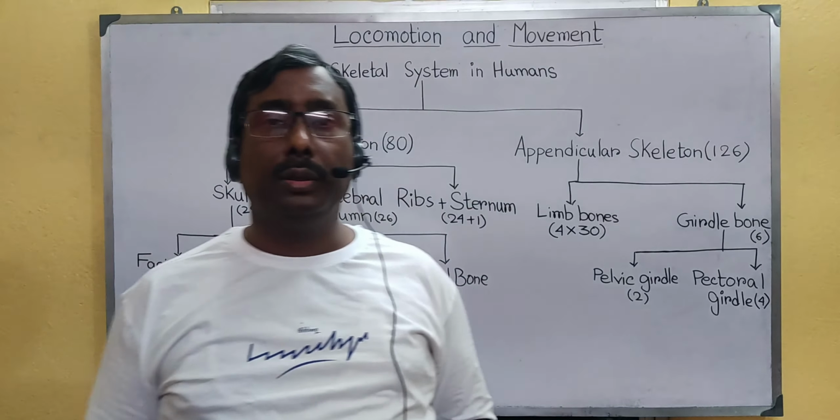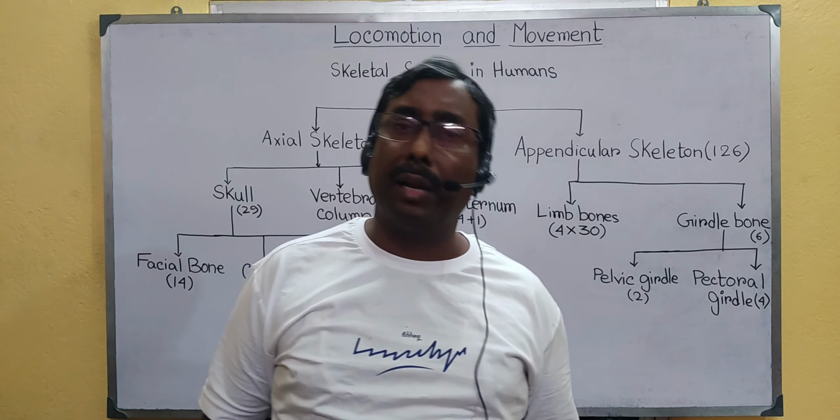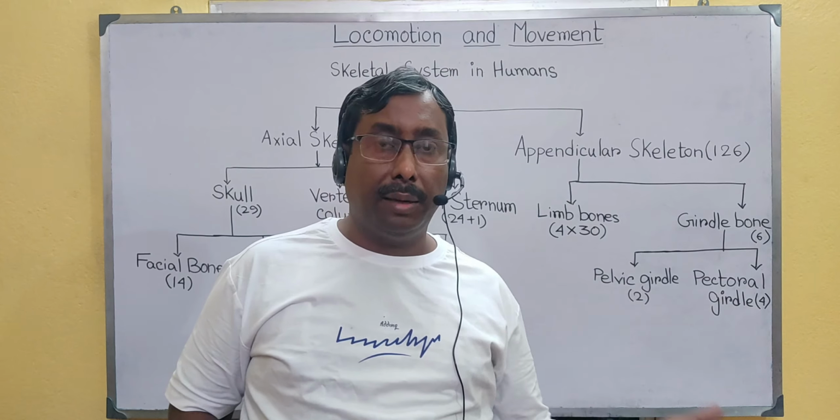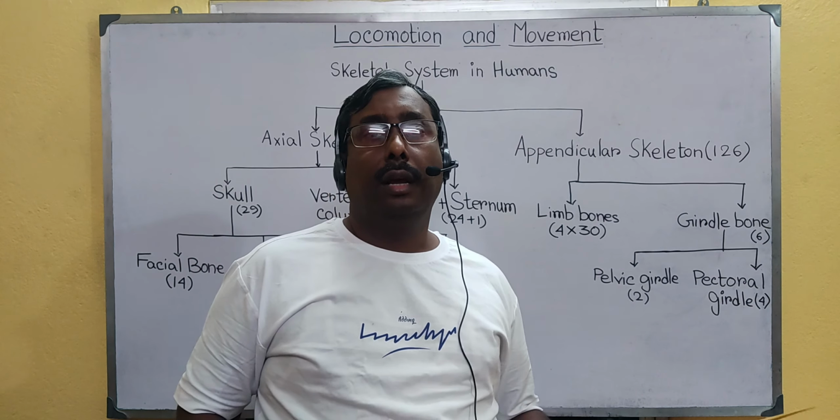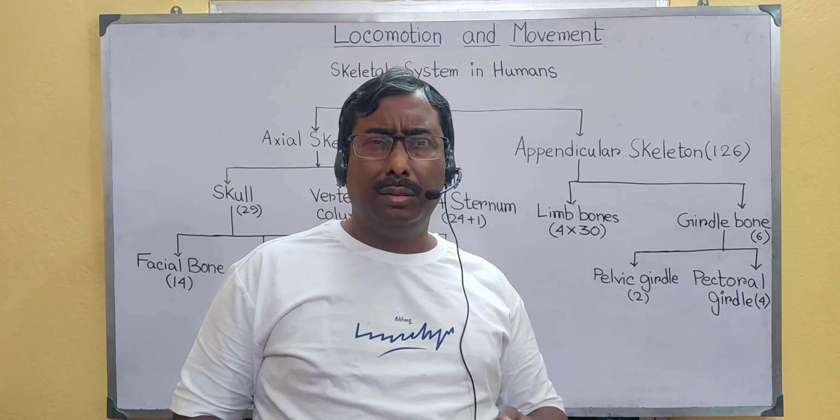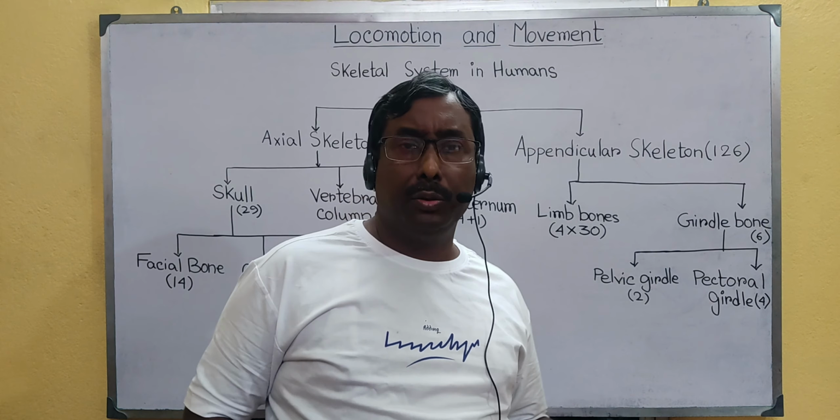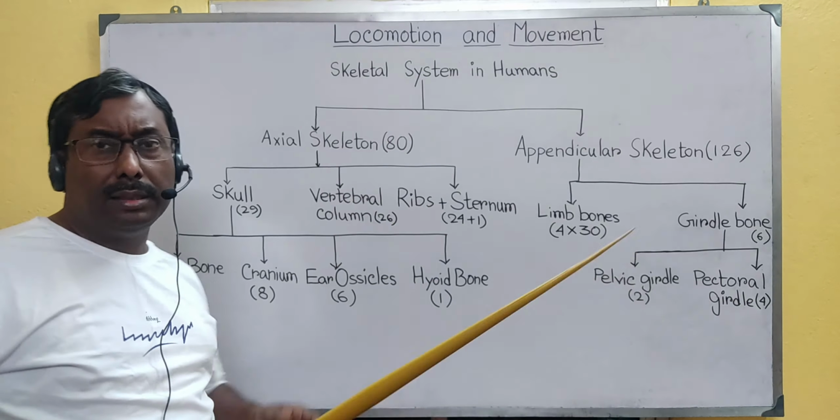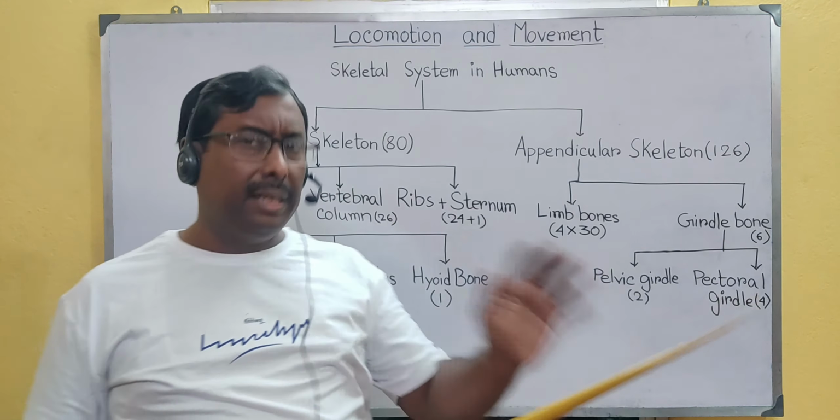I am Subro sir. I am going to teach you biology in depth. We are going to discuss a very important chapter from class 11, that is locomotion and movement. This is a chapter of animal physiology, and in this chapter we are going to discuss the division of the skeleton system in humans.